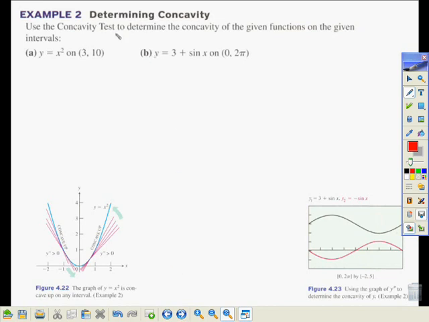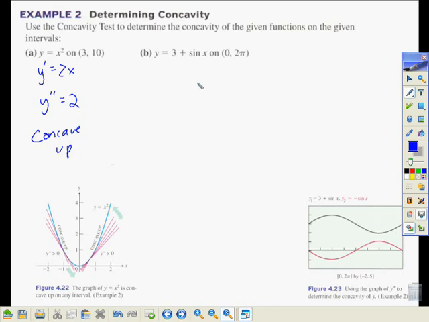Okay, so looking for concavity on these intervals. So first of all, I've got y equals x squared, but I want to look at the second derivative of this, which is 2. Notice that no matter what, 2 is always positive, and so my second derivative is always positive. That means this is always concave up. If we look at the graph, it's a parabola, and we can see, yeah, that's always curving upward, whichever side it's on.